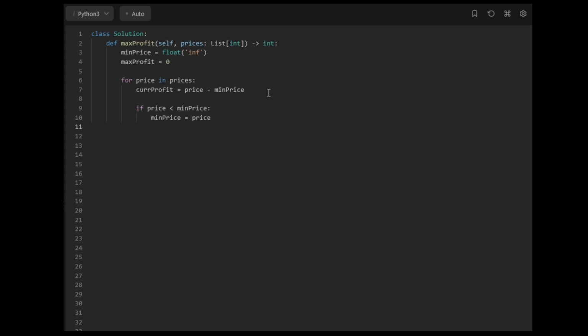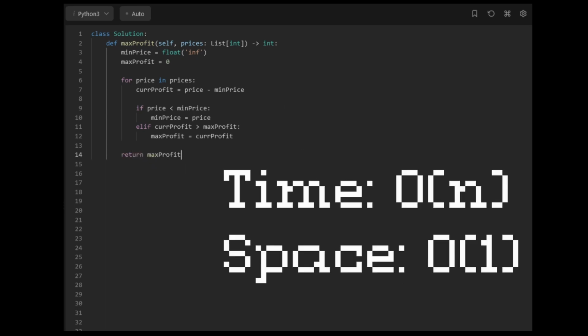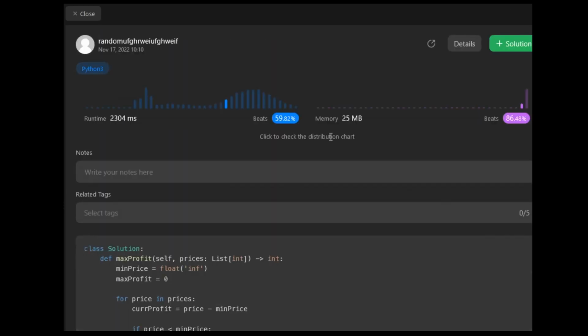And if that is not true, then we want to do an else if statement where we check if our current profit is greater than our max profit. And if it is, we just update it to the new max profit. And that's basically it. After that, we just want to return our max profit, and that should work. And now I'm going to step through the code manually.